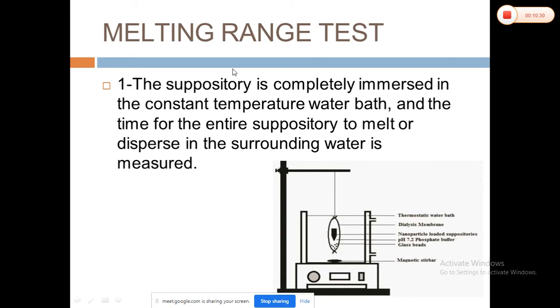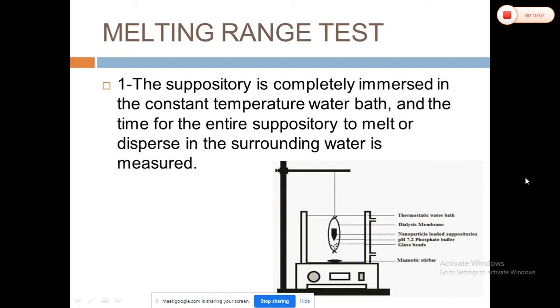Basically, the suppository is completely immersed in the constant temperature water bath set to 37 degrees Celsius, and the time for the entire suppository to melt or disperse in the surrounding water is measured. First we have to maintain the temperature of the water bath at 37 degrees Celsius, because we are comparing with our body temperature.